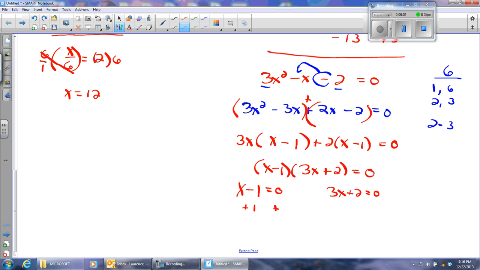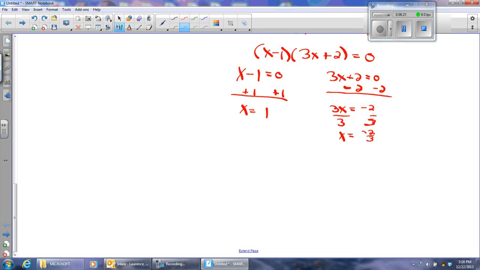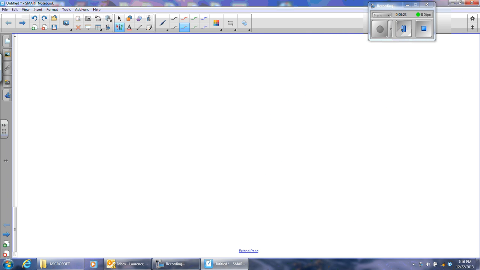I'll add 1 to both sides, and I'll get x equals 1. Here I'll subtract 2 from both sides, and I'll get 3x equals -2. I'll divide by 3, and I'll get x equals -2 thirds. Okay? All right, hold on one second.